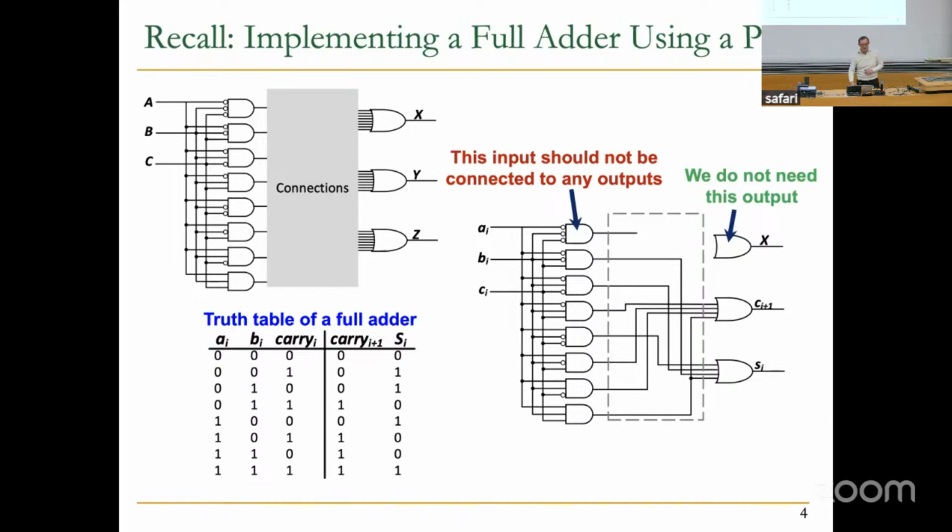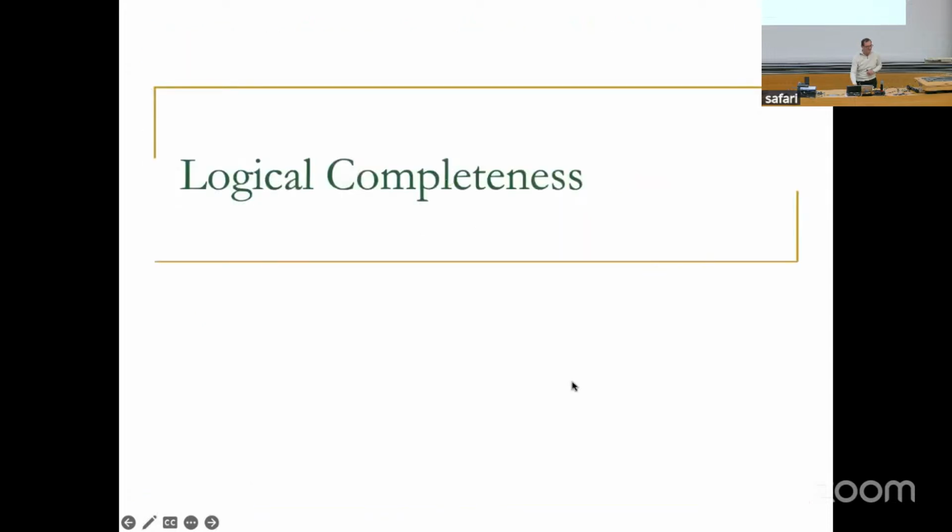So it can implement any truth table, as long as you have enough inputs and enough outputs in your programmable logic array. Okay, makes sense, right? Now I'm going to introduce logical completeness, which you may have seen also.